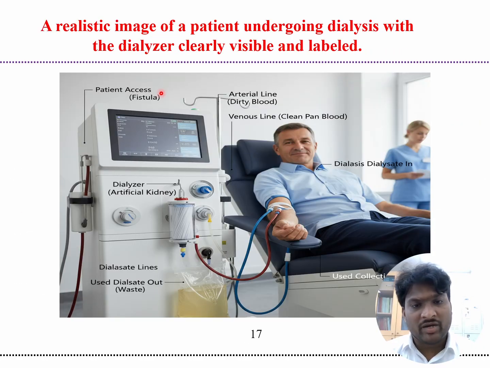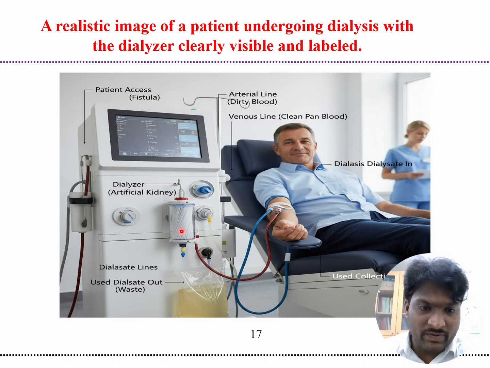And this is a realistic image of a patient undergoing dialysis with the dialyzer clearly visible here. You can see here, this is the dialyzer, and the blood is collected from here, and the process is done inside here. You can see here the dialysate is the blue color liquid, and here the red color one and the blue color one. So this kind of filter uses hollow tubes, and it will filter the whole human blood and return the clean blood to the human body.